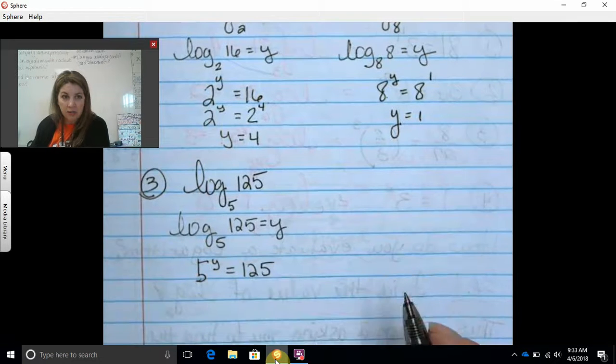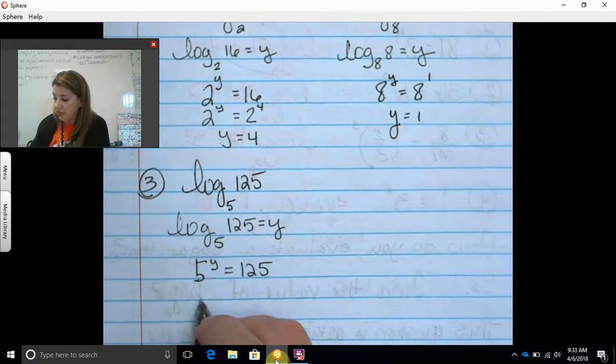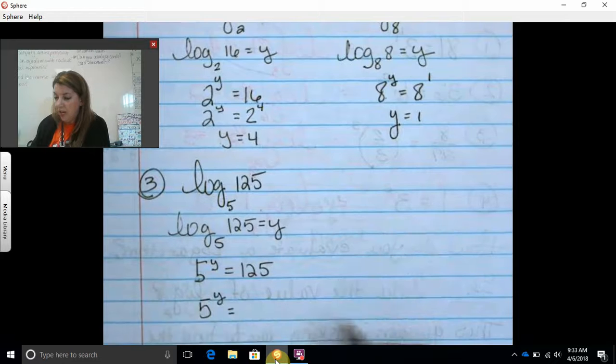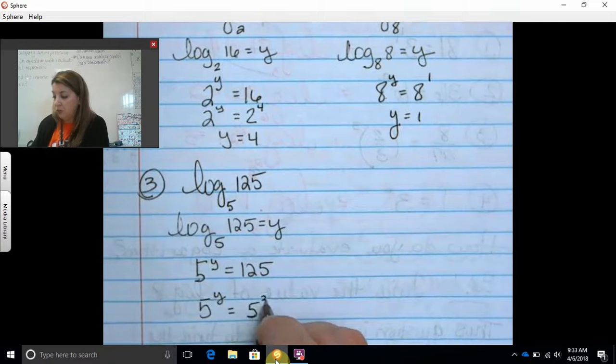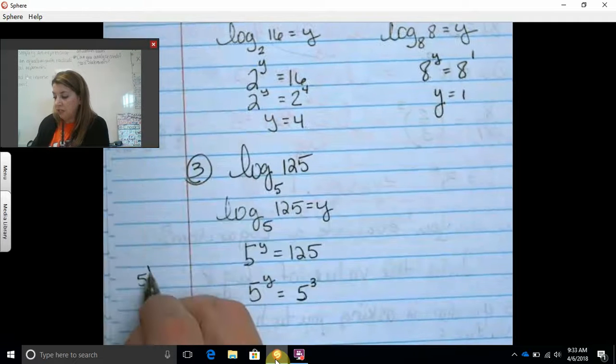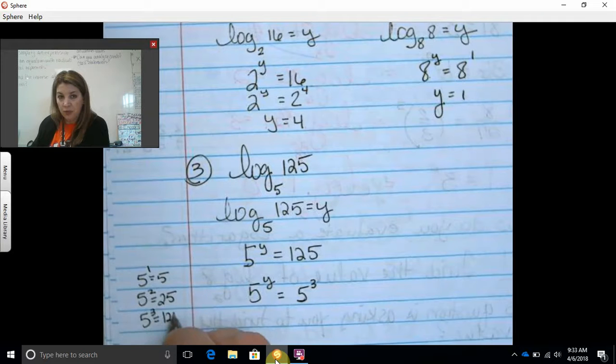Are we going to be able to write these with a base of 5, right? And so 5 already has a base of 5, so that will stay 5 raised to the y. How can you write 125 with a base of 5? 5 cubed. Because we know 5 to the first power is 5. 5 squared is 25. 5 cubed is 125.